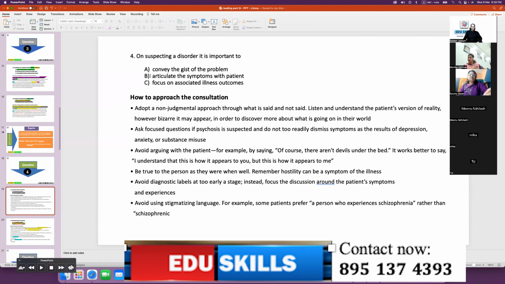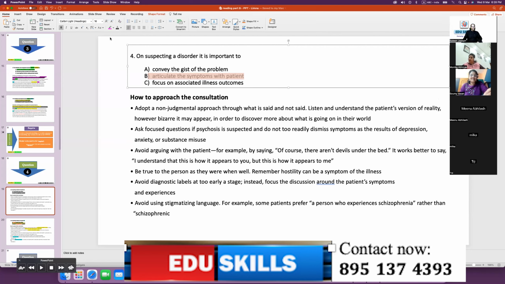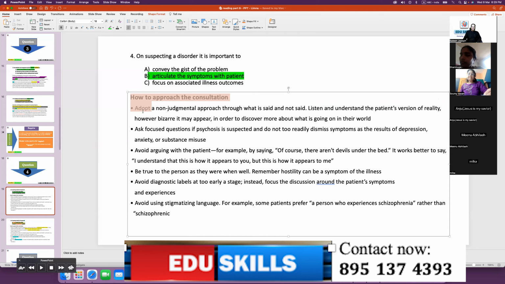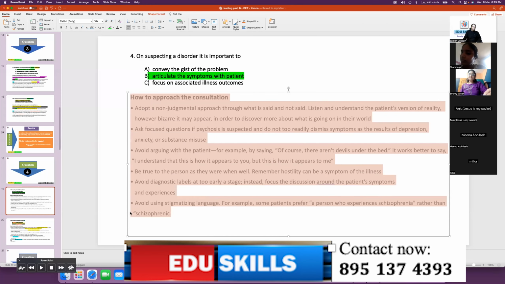So what is the answer? Maybe option B. Okay, that's only a prediction. Don't read your experience or pre-knowledge into the answers. But still, we are just telling you how simple it is. Sometimes you need not even go to the text. We have seen in many things now. Now we have selected articulate the symptoms with the patients, means discuss the symptoms with the patients. So just listen and see whether it gives some idea of it.